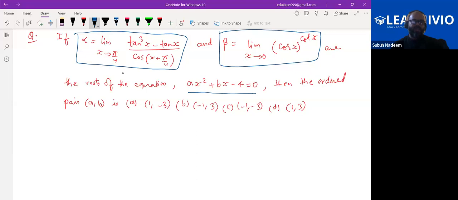If you see alpha, when you put x equal to pi by 4, the numerator will be 0. Tan pi by 4 is 1 and its cube is also 1 and tan pi by 4 is 1. So 1 minus 1 is 0, and in the denominator cos of pi by 2 is also 0. So it is 0 by 0 form. So you have to simplify by using some trigonometric identities or if you find some other way, and then find the value of alpha.